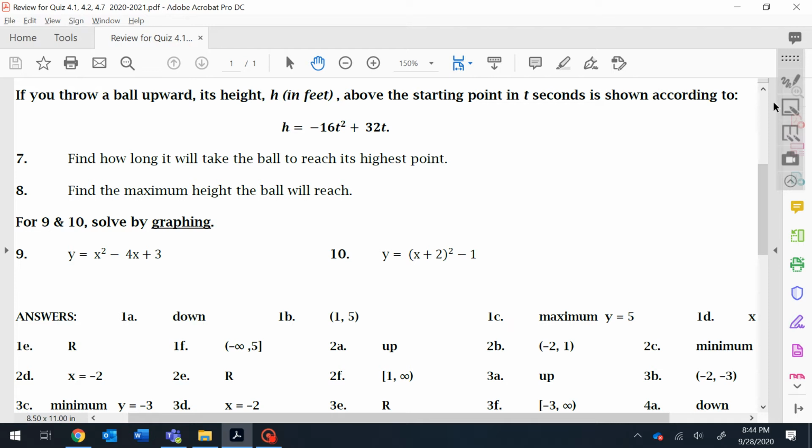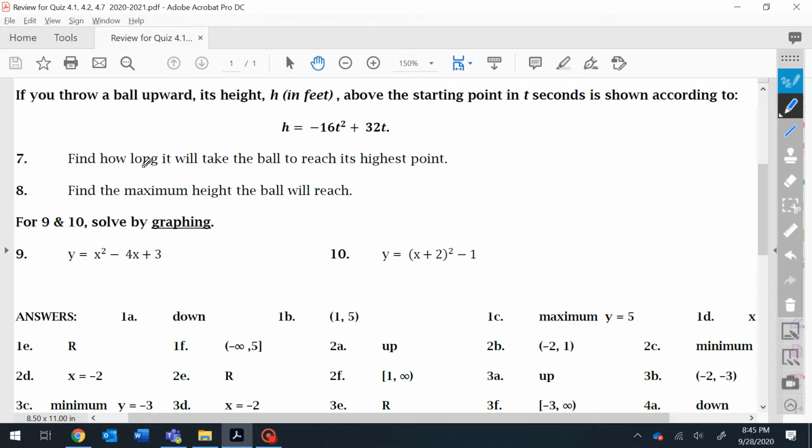Number 7. If you throw a ball upward, its height in feet above the starting point and t seconds is shown below. So we're going to have x, y ordered pairs, or I mean technically t, h ordered pairs. But the x would be the seconds, the y would be the feet. So we could rewrite this as y is equal to, but I mean it's going to be the same thing, except t is x, h is y.